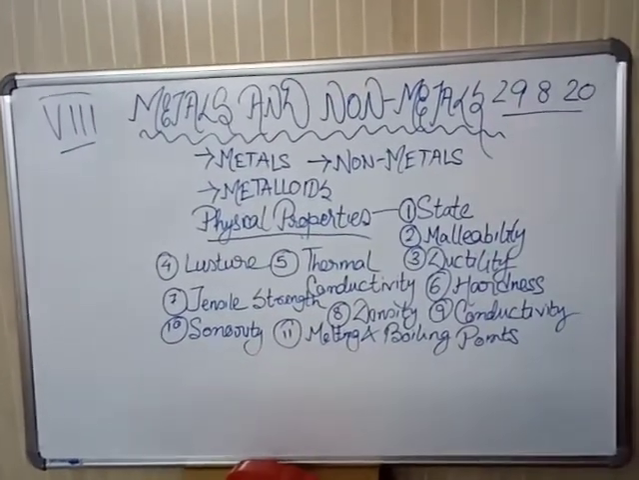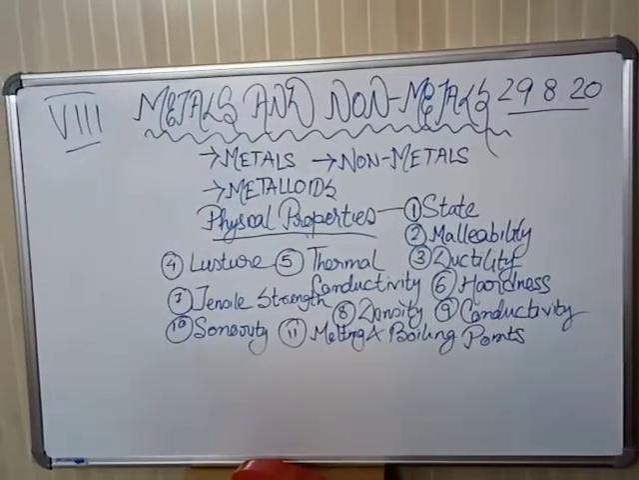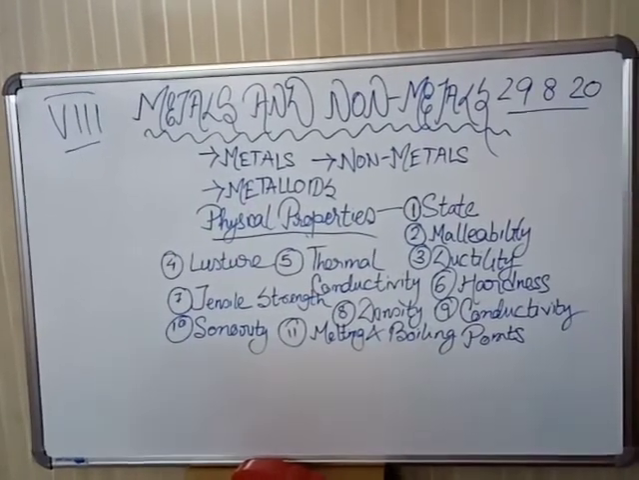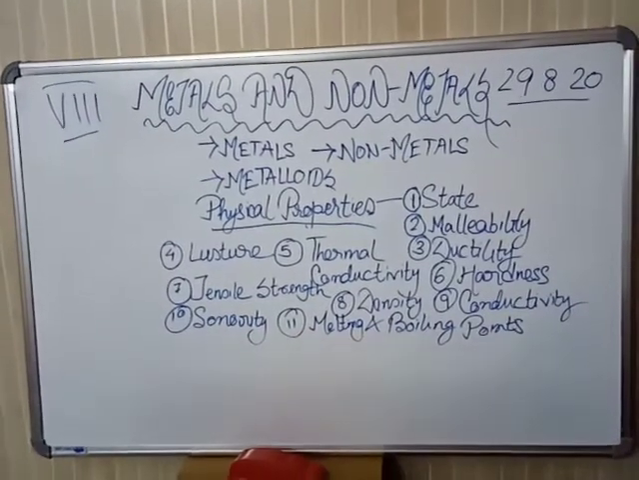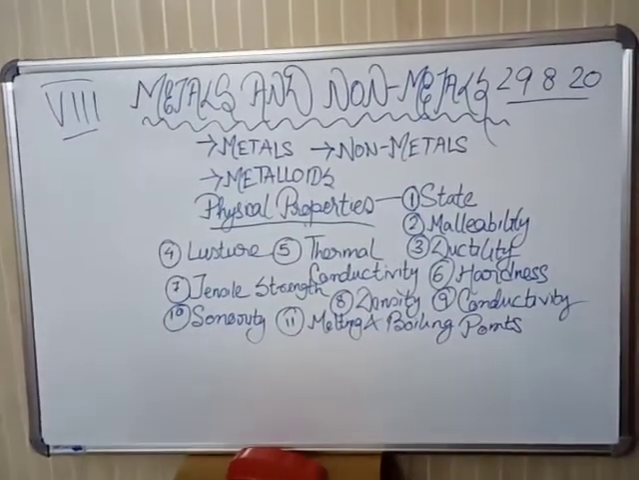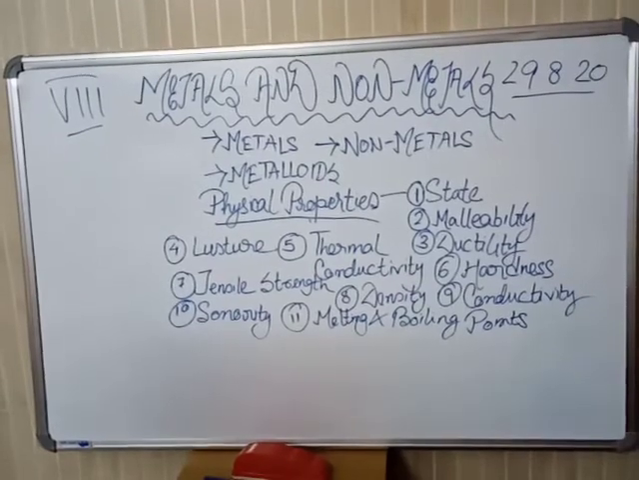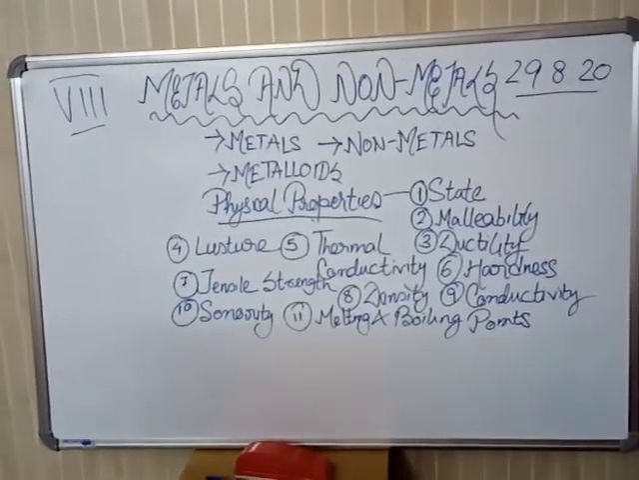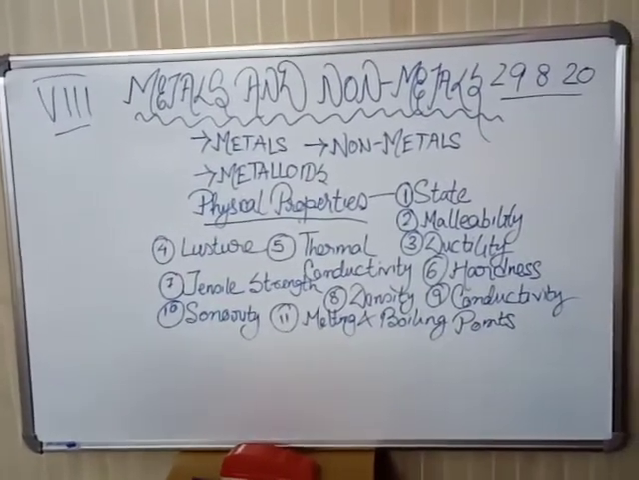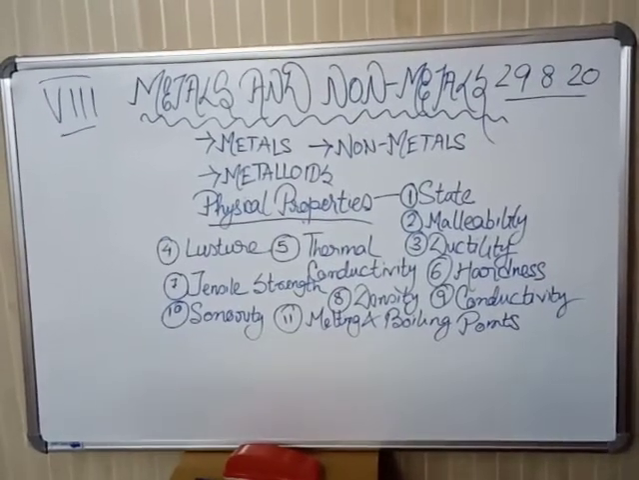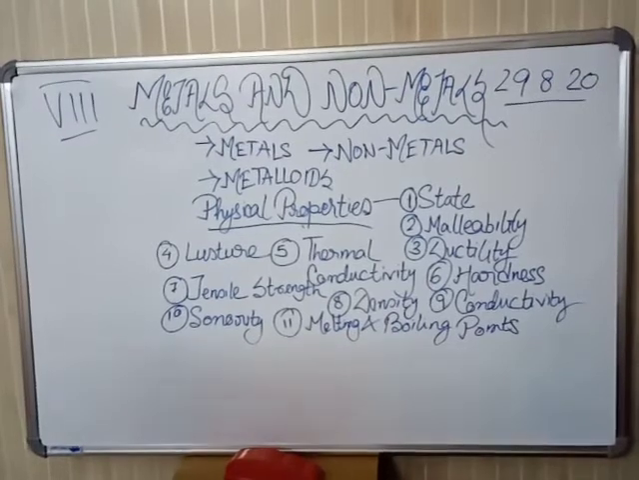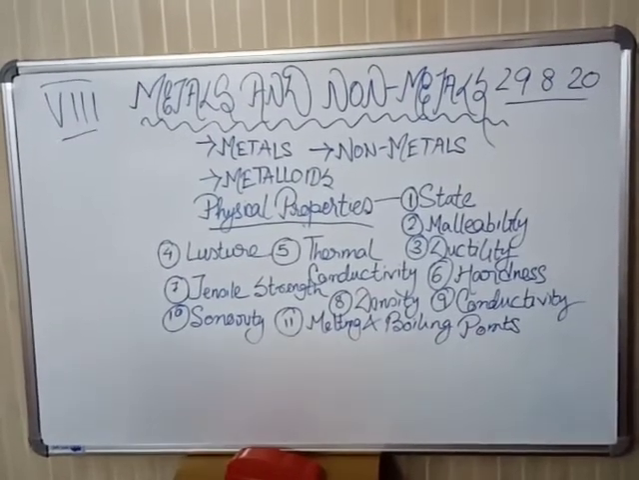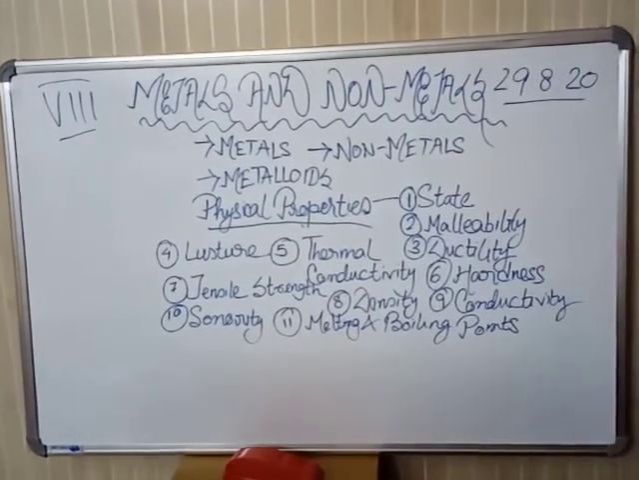Next is ductility. Metals can be drawn into wires, but non-metals cannot be drawn into wire. Therefore, metals are used for electrical wirings. Next, it is luster. The property due to which metals appear shiny is known as luster. Most metals are lustrous in nature. This property makes the metals good reflectors of light. Non-metals do not have luster, hence they do not appear shiny.